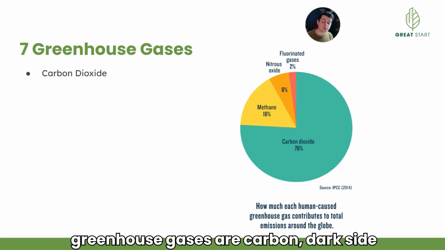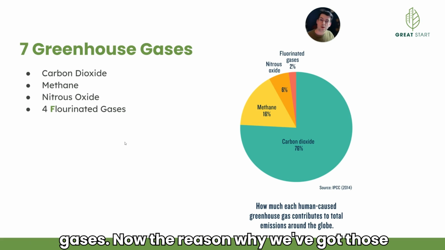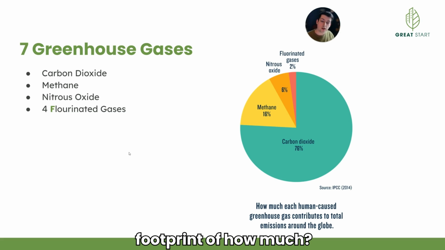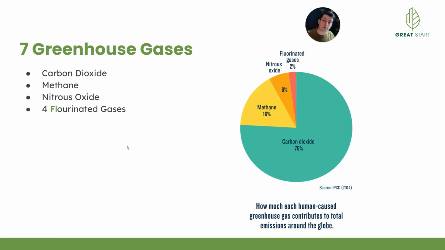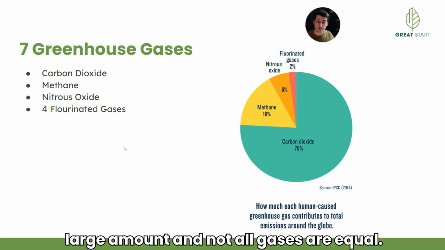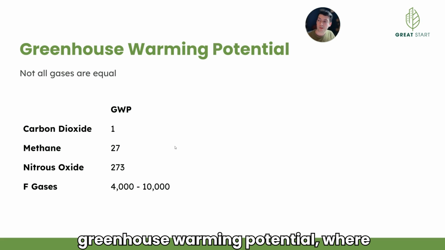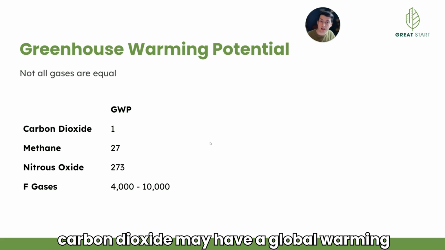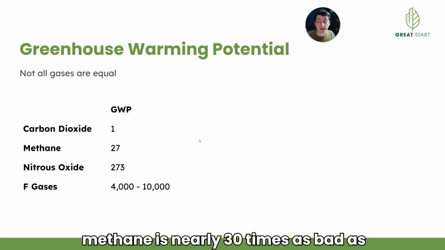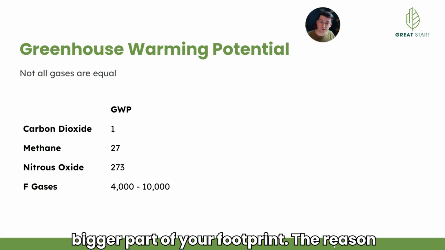Those greenhouse gases are carbon dioxide, methane, nitrous oxide, and F gases. Now, the reason why we've got those F gases or fluorinated gases, even though they're only 2% of the total footprint of how much greenhouse gases are in the atmosphere, is because they actually contribute quite a large amount, and not all gases are equal. This is where we have the figure global warming potential, where carbon dioxide may have a global warming potential of 1, but something like methane is nearly 30 times as bad as carbon dioxide in terms of its warming effects, and therefore can be a much bigger part of your footprint.